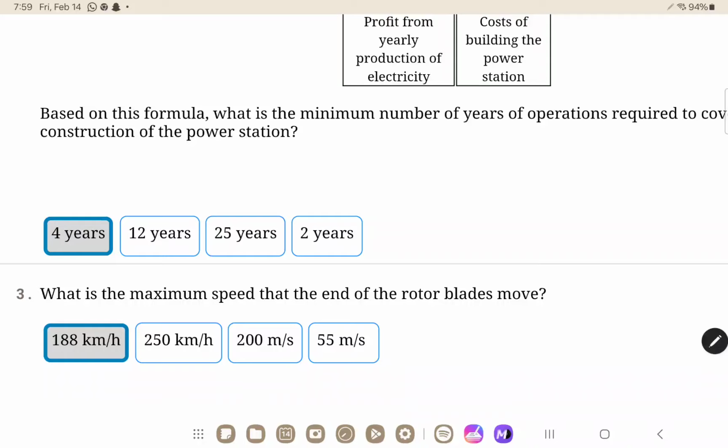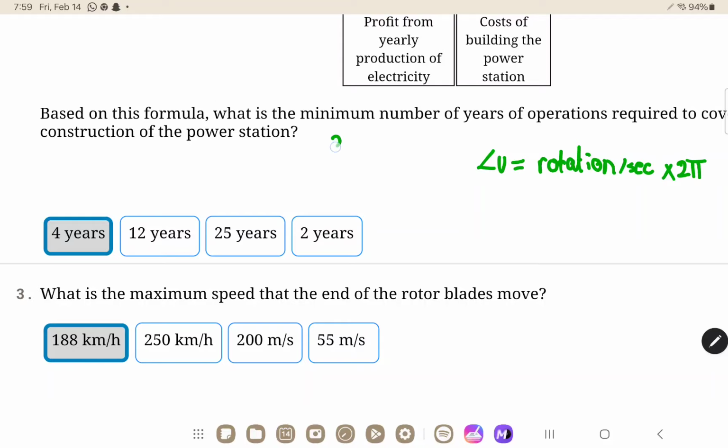Now to find the maximum speed, we need to find the angular velocity. The angular velocity is the rotations per second, so it's equal to rotation per second times 2 pi. Okay? We're going to calculate this in radians. Over 1, but I'm not really going to put over 1 now. So, angular velocity equals. Now, rotations per second.